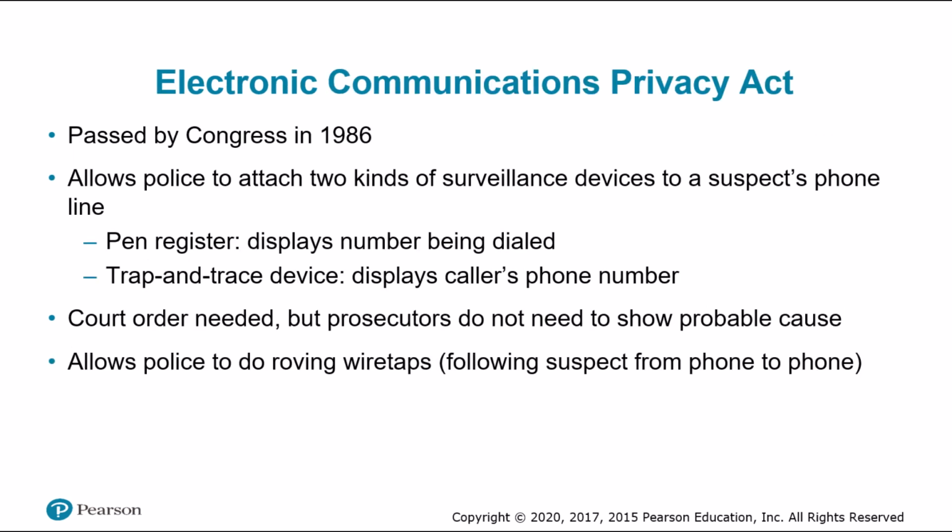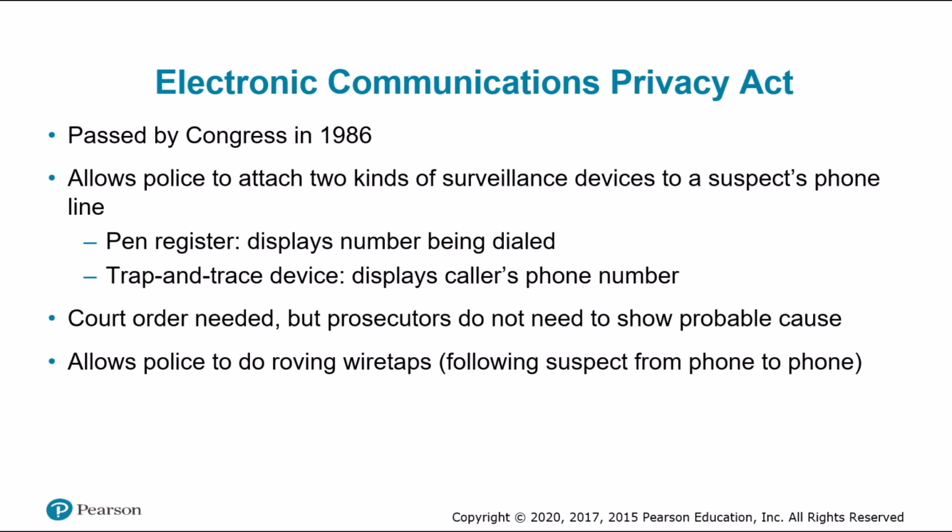Congress updated the wiretapping law in 1986 with the passage of the Electronic Communications Privacy Act, or the ECPA. The ECPA allows police to attach two kinds of surveillance devices to a suspect's phone line. If the suspect makes a phone call, a pen register displays the number being dialed. If the suspect gets a phone call, a trap and trace device displays the caller's phone number.